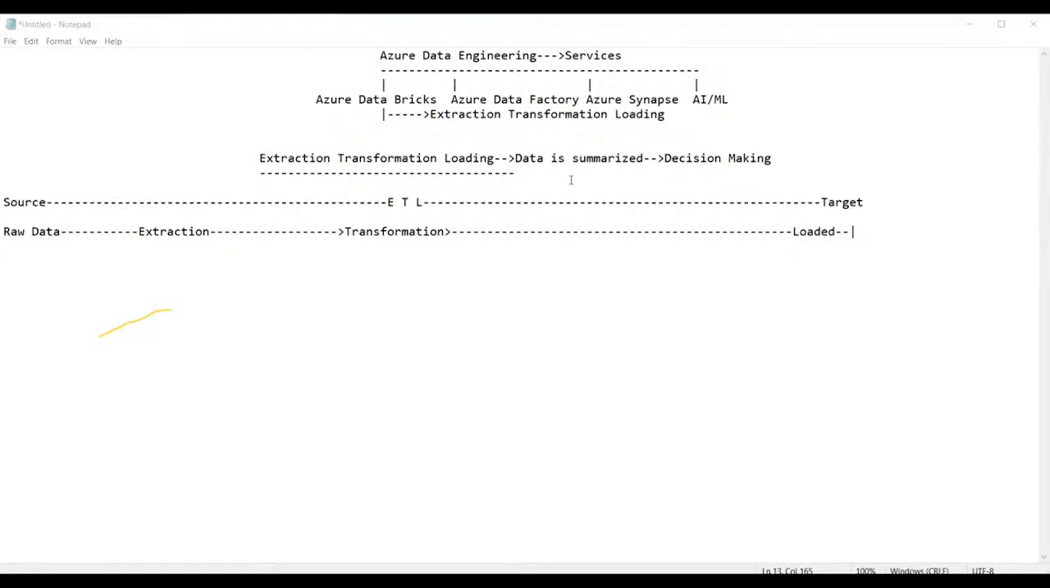Okay. So before we see some examples of how this process actually takes place, let us try to understand a few more things here. Then we'll come back to this. Let us first understand what is a cloud, and what is an on-premises?